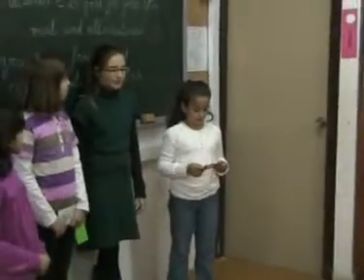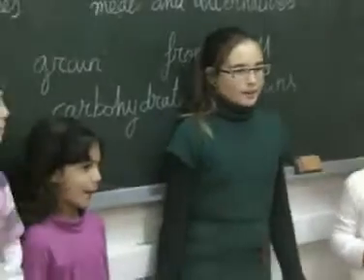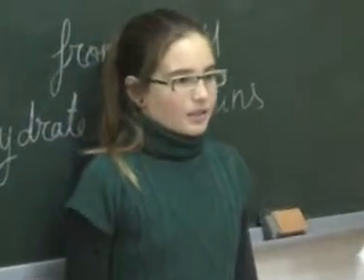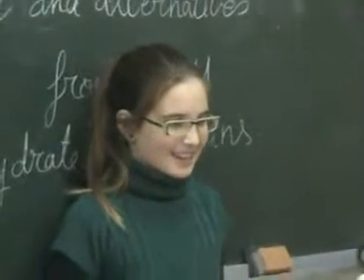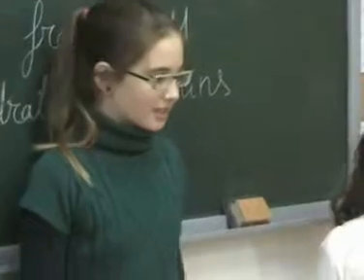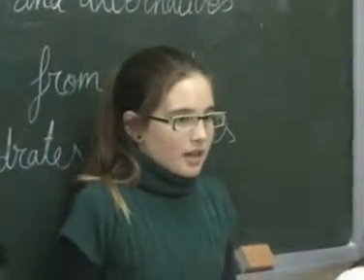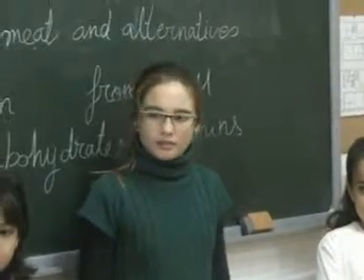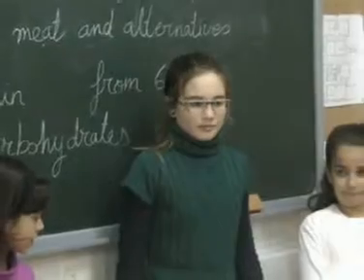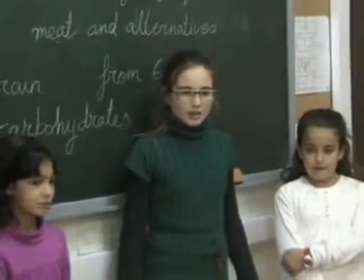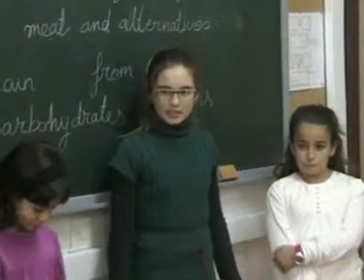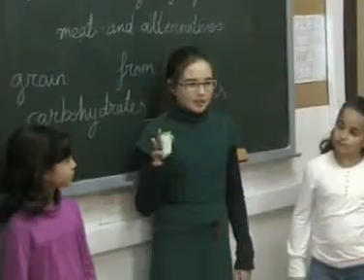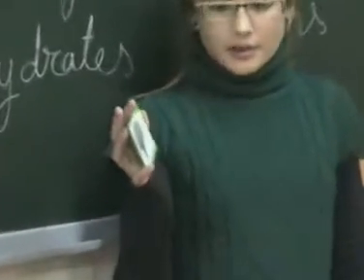And angiosperms, they have flowers and fruit. They reproduce by seeds. Have they got fruit? Yes. They've got flowers and fruit. Where are the seeds? The seeds are inside the fruit. Well done. This is an example of an angiosperm plant. This is an olive tree.